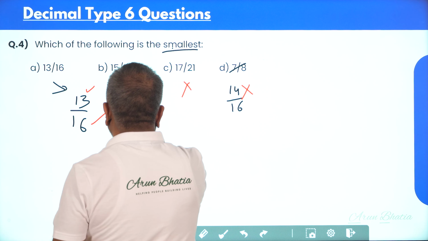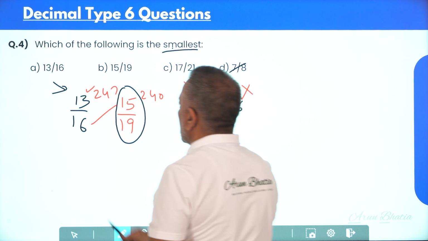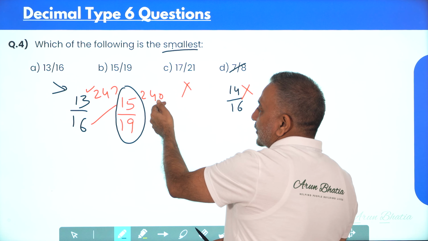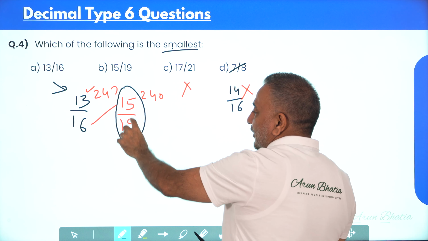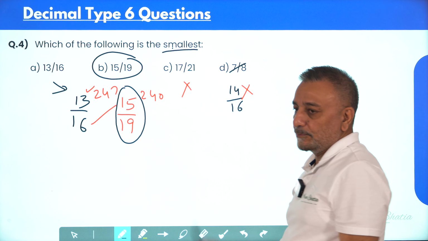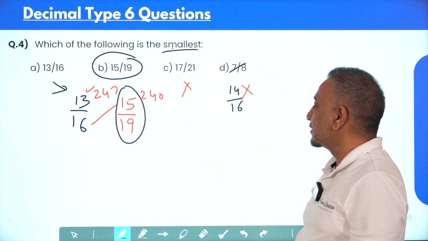Now you can cross multiply, this is 240. You cross multiply, this is 247. We are looking for the smaller one. So that means this is the smaller one. Already I told you when the difference is large, the answer is normally small. So that means 15 by 19 is the smallest fraction among these four. So like this, you'll be able to solve these types of questions.